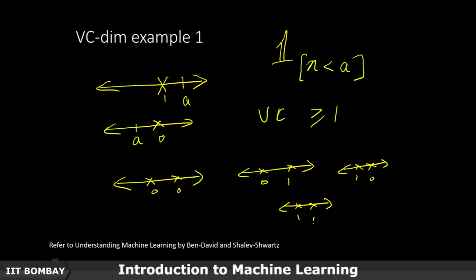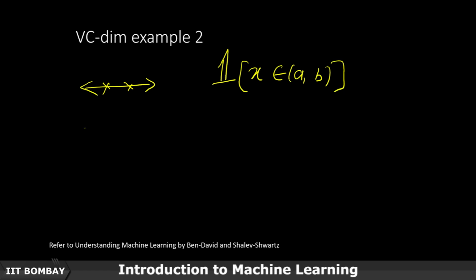Okay. So I can shatter this by putting a here. I cannot shatter this. I can shatter this by putting a here, and I can shatter this by putting a here. But this particular sample, this particular labeling, I cannot shatter. So VC dimension is less than 2. So if it is greater than or equal to 1 and less than 2, then the VC dimension must be 1. Okay. So here the VC dimension of this particular classifier is equal to 1.